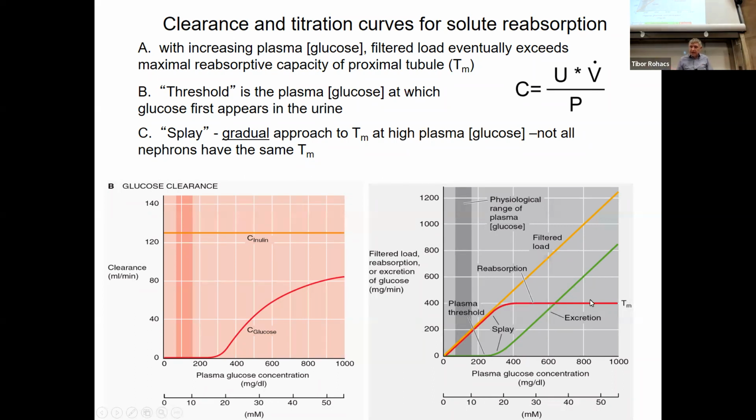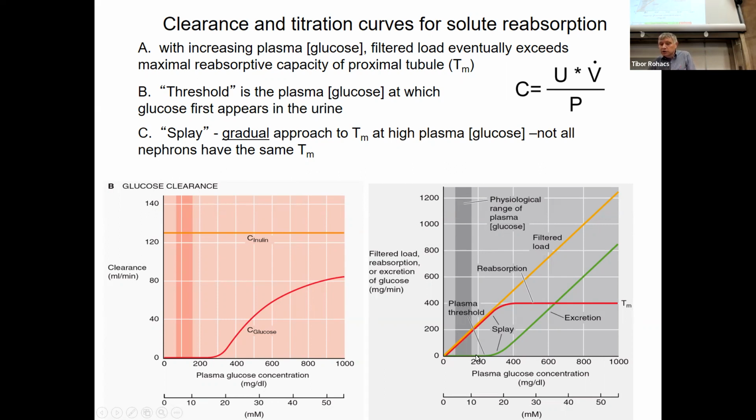This is the same for enzymes. Basically, all enzymes have some transport maximum. And as a consequence of that, the green curve, the curve for excretion, stays on zero for quite a while. So normal plasma glucose is around 100 milligrams per deciliter. In that range, reabsorption and filtered load is the same. In other words, everything is reabsorbed. You don't have glucose in your urine.